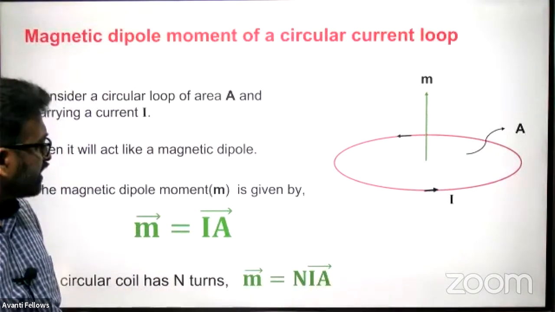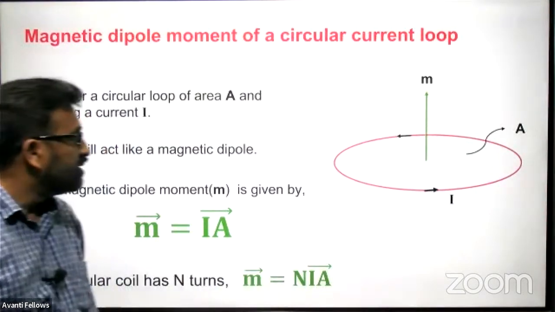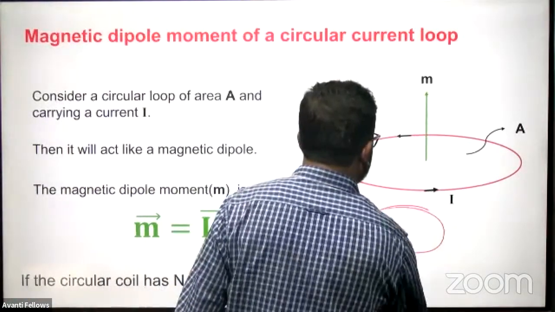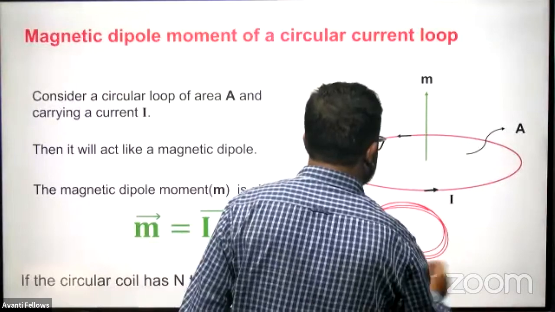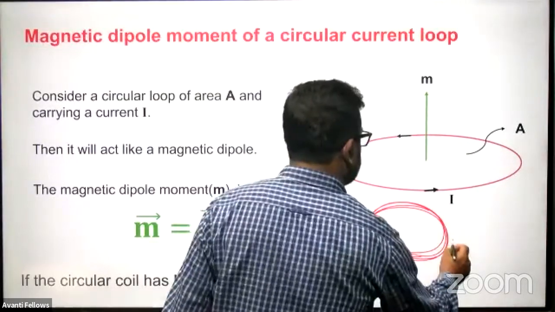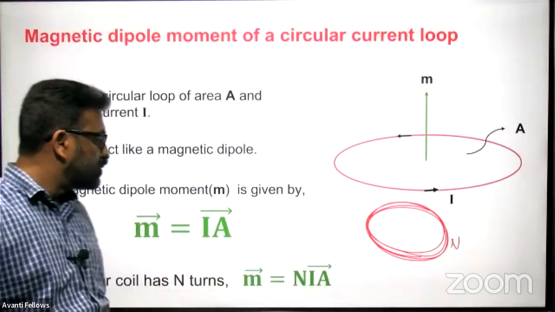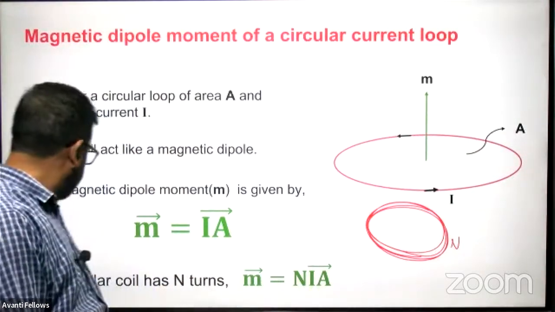And if the coil has capital N number of turns like this, instead of one turn, it will have a large number of turns like this. N turns are there. If it is so, the magnetic dipole moment will be equal to N times IA.